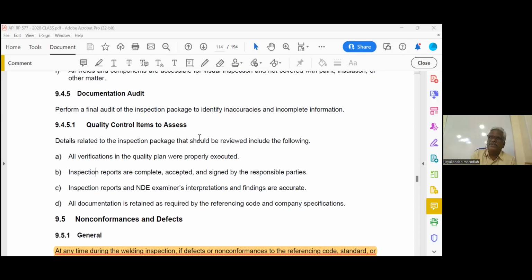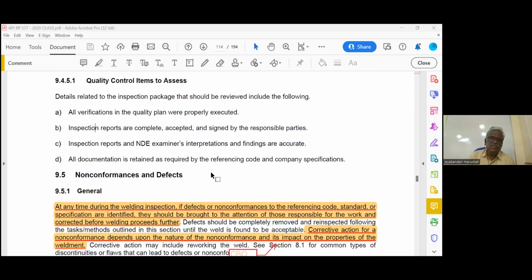And the next one, suppose you find a defect in radiography, who is responsible to mark the area for repair? Inspector. Who will approve the repair procedure? Inspector or engineer. Okay, highlight this one.